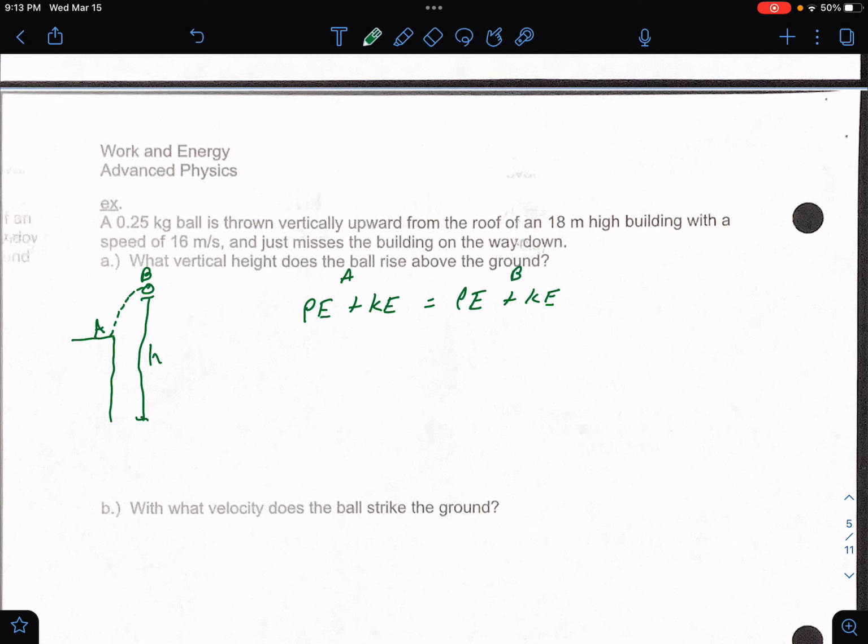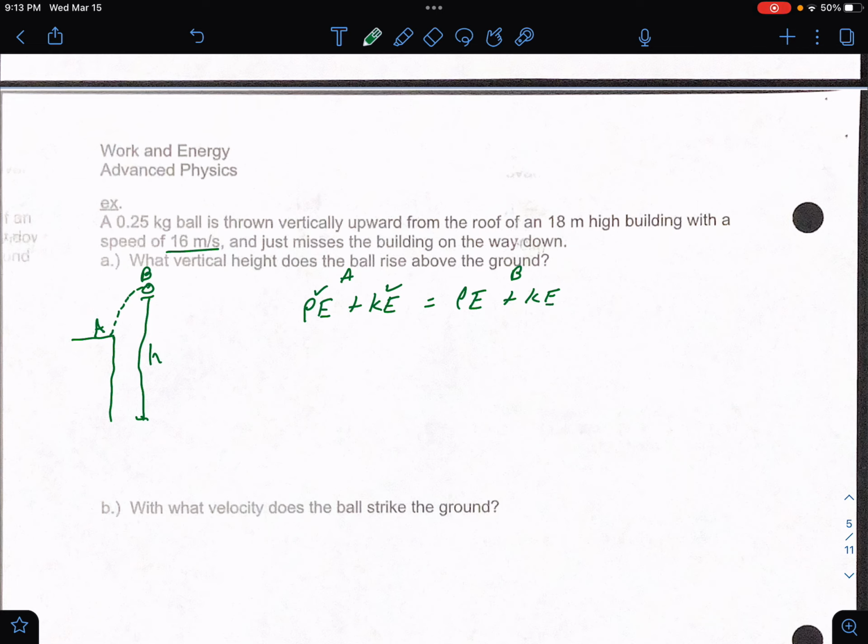So on the left side, at point A, I do have potential energy because I do have height. And then I also have velocity right there because I actually launched it up. So I'm not dropping it, I actually threw it up in the air with the velocity. So I have both potential energy and kinetic energy, so I can't cross off anything there.